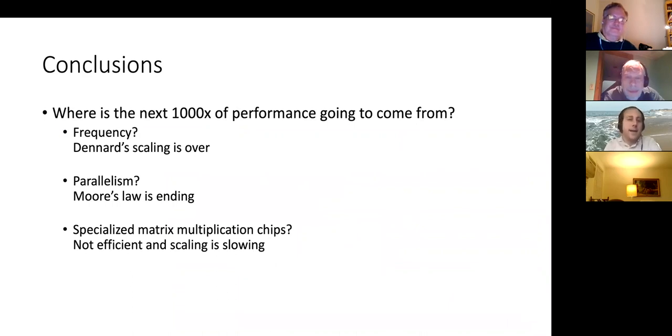And just to summarize this whole talk, when you go away, I want you to ask where the next 1000x of performance is going to come from. I want you to take away that I really don't think we're going to get another 1000x performance improvement for matrix multiplication, especially not for free. Frequency scaling is basically over because Dennard scaling is over. Parallelism, well, Moore's law is ending. Nobody's really saying much past 3 nanometers. And we could get more specialized matrix multiplication chips, but we've kind of already done that.